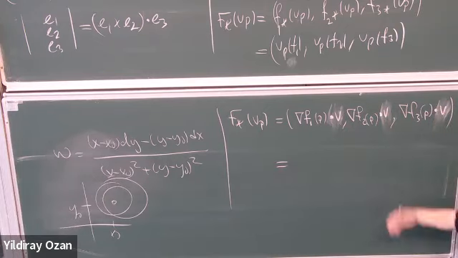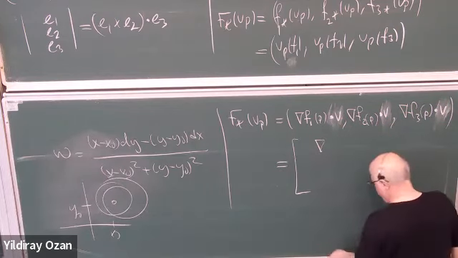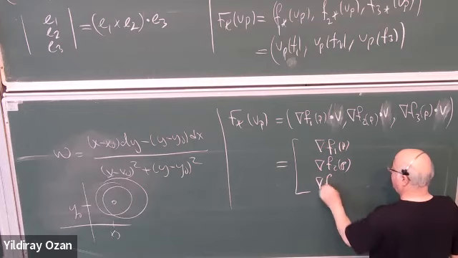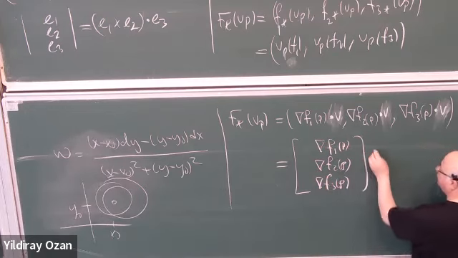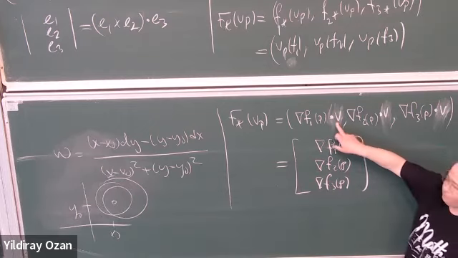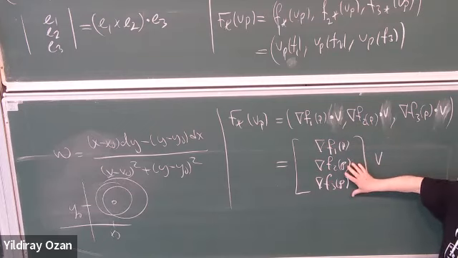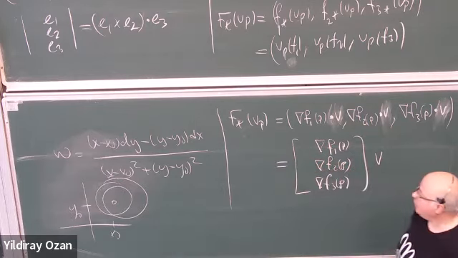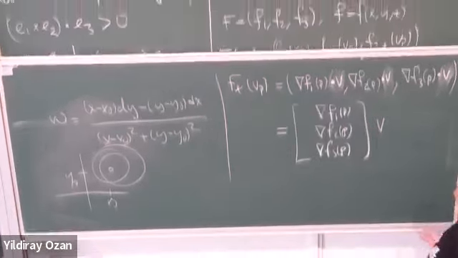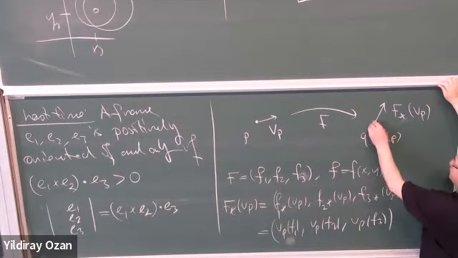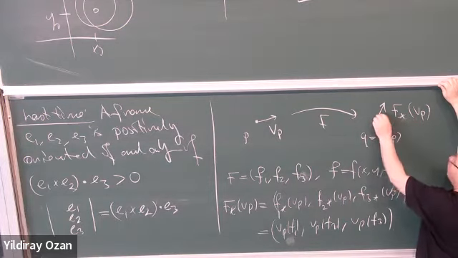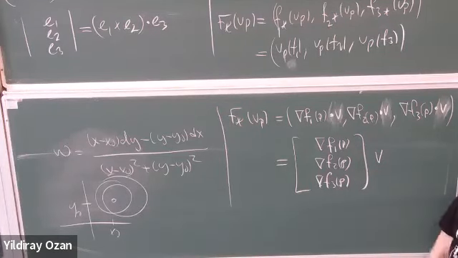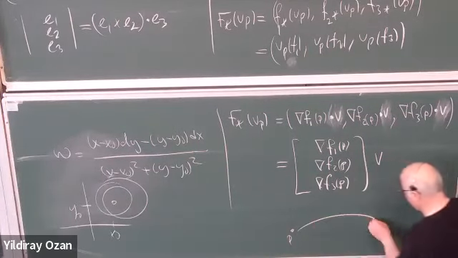But what is this? In matrix form, this is nothing but the following. You just write here gradient of F1 at P, F2 at P, and F3 at P. And you just multiply this by the vector V, right? V is a vector. This is a 3 by 3 matrix, and it is nothing but this expression. So F star VP is a vector at the point Q, and the vector component is nothing but the Jacobian of F applied to the vector V, okay?